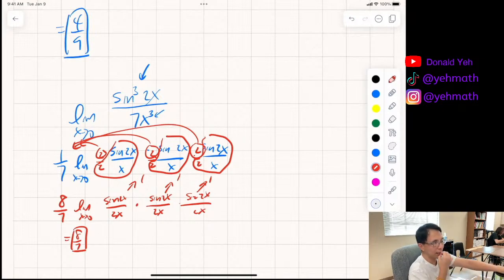The only thing I will say is this. Do not just take the 2 out. This is bad. The 2 cannot be taken out because the 2 is inside the sine argument. So you cannot take it inside out. It's like taking the square root of 2x and taking out a 2. That doesn't make sense.